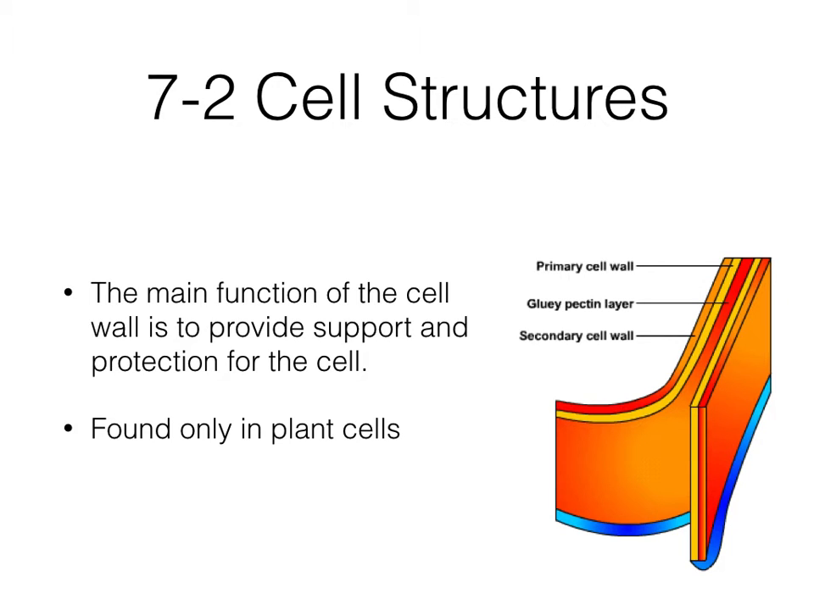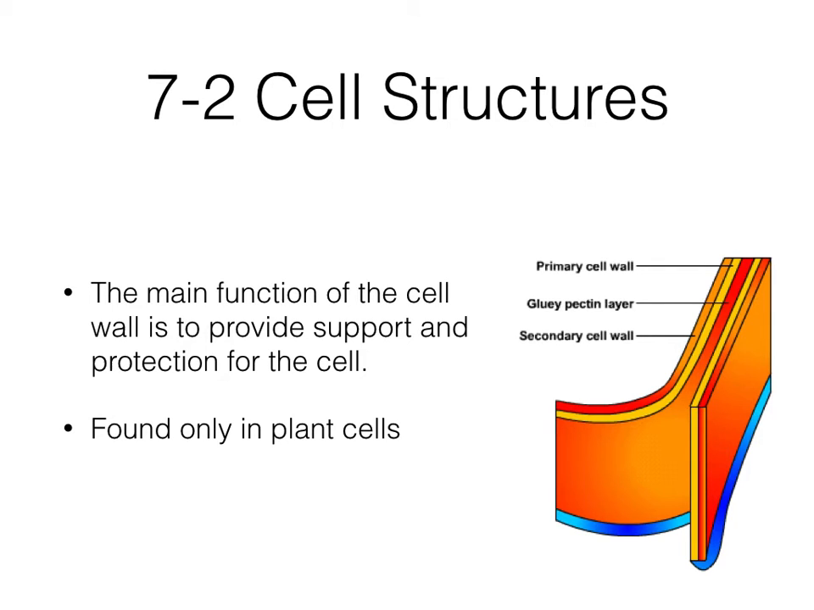So 7.2, we're going to start talking about cell structures. Okay, cell structures. The main function of the cell wall, which is the first one we're going to go over here, is to provide support and protection for the cell, found only in plant. Now it's going to be found in other things too, other than plants. It's just we're discussing plant versus animal cells.